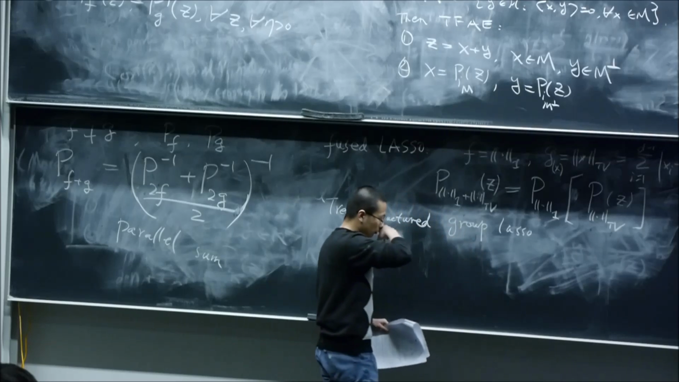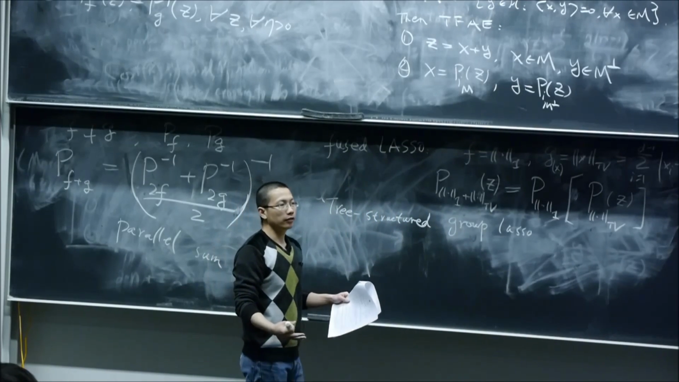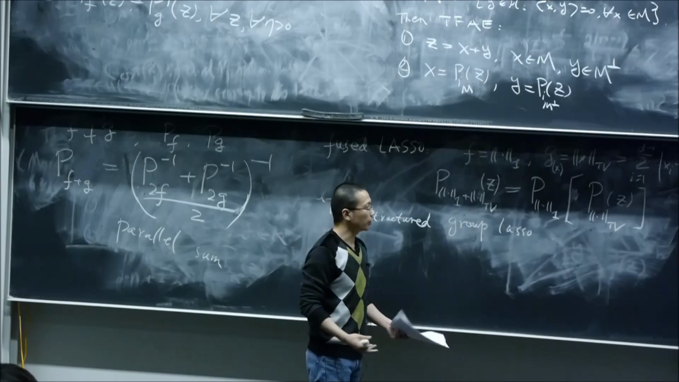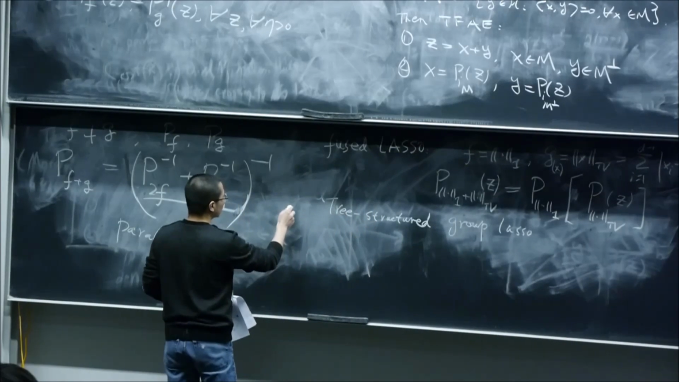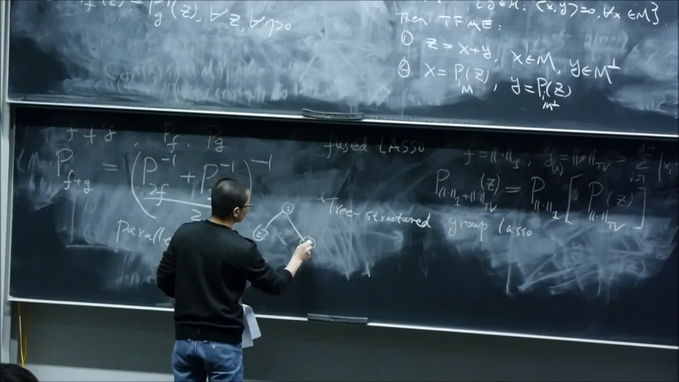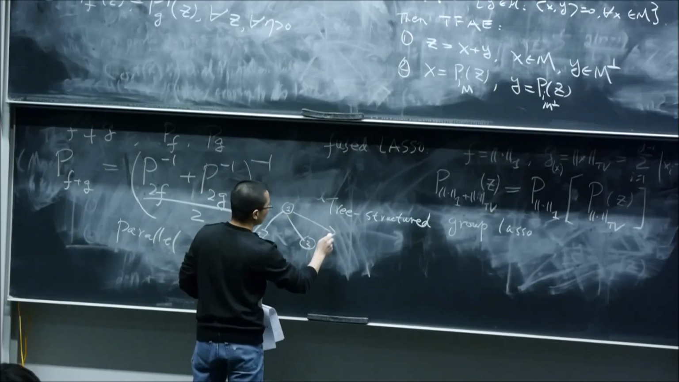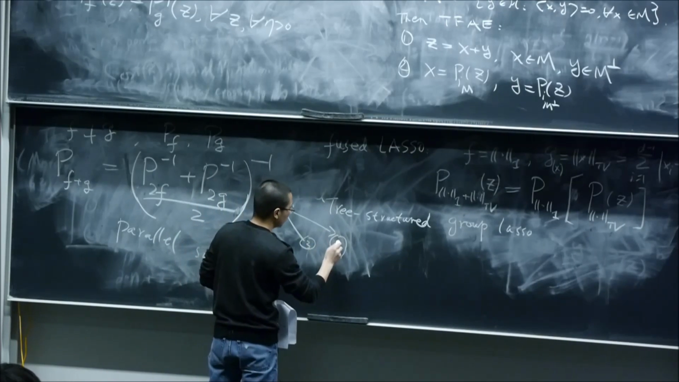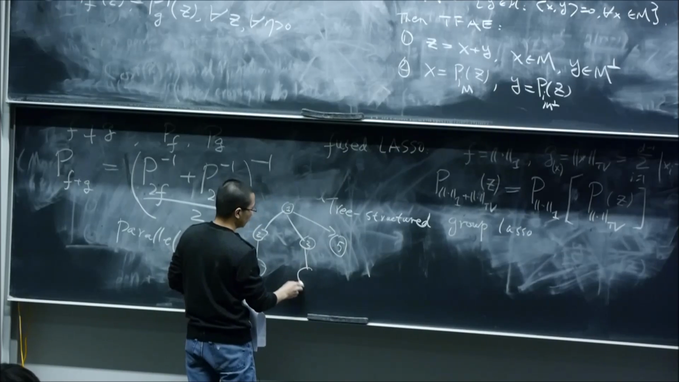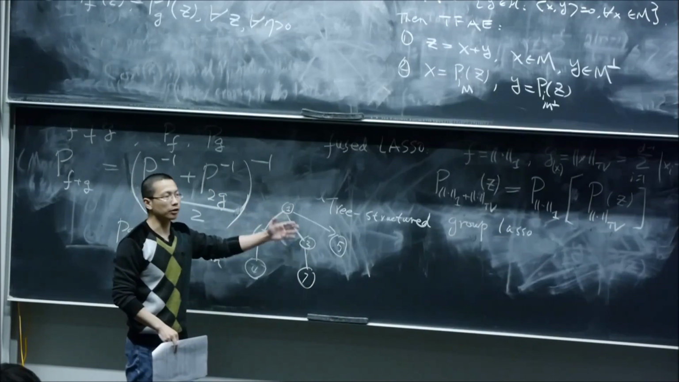So what is tree structured group lasso? Essentially you have your features, and you arrange your features in a tree. For instance, you have feature 1, feature 2, feature 3, and maybe feature 4. It doesn't have to be a binary tree. Then 5, 7, okay? These are your features. You arrange them in a tree.